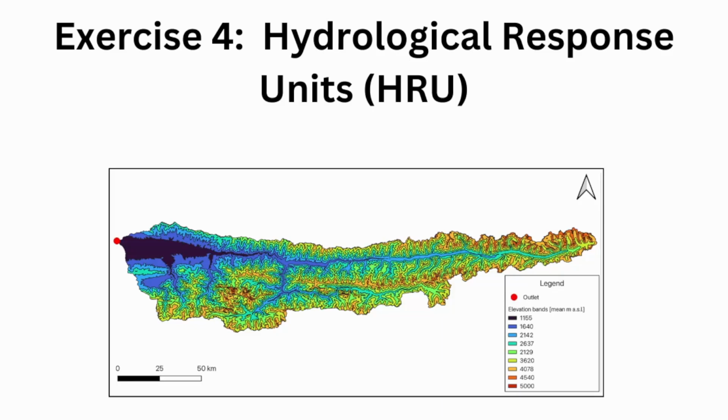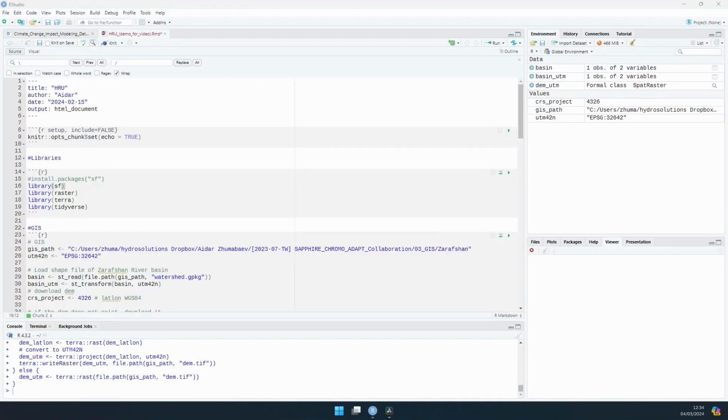In this video, exercise 4, I will show you how to create hydrological response units. First of all, you need to open RStudio and create a chunk for code and use the function library to activate your libraries SF, raster, terra, and tidyverse.